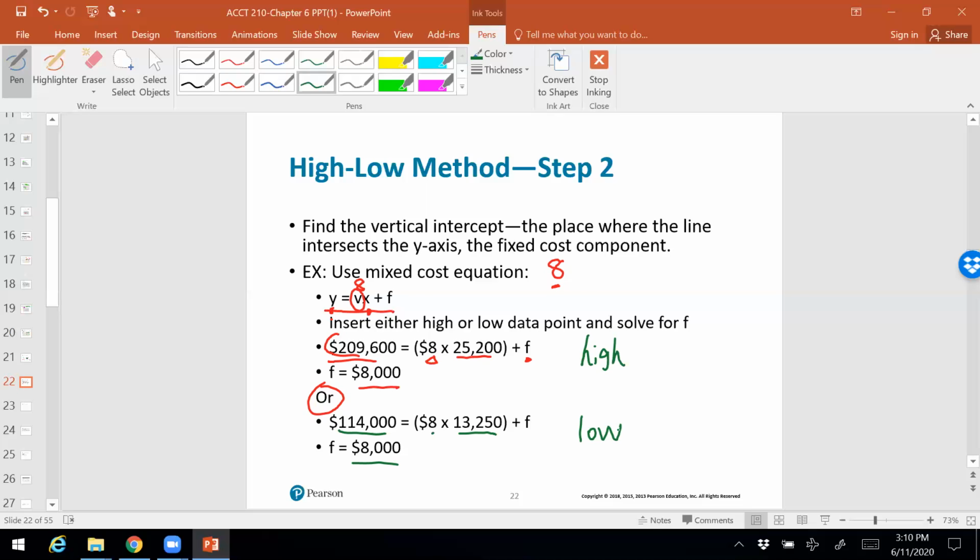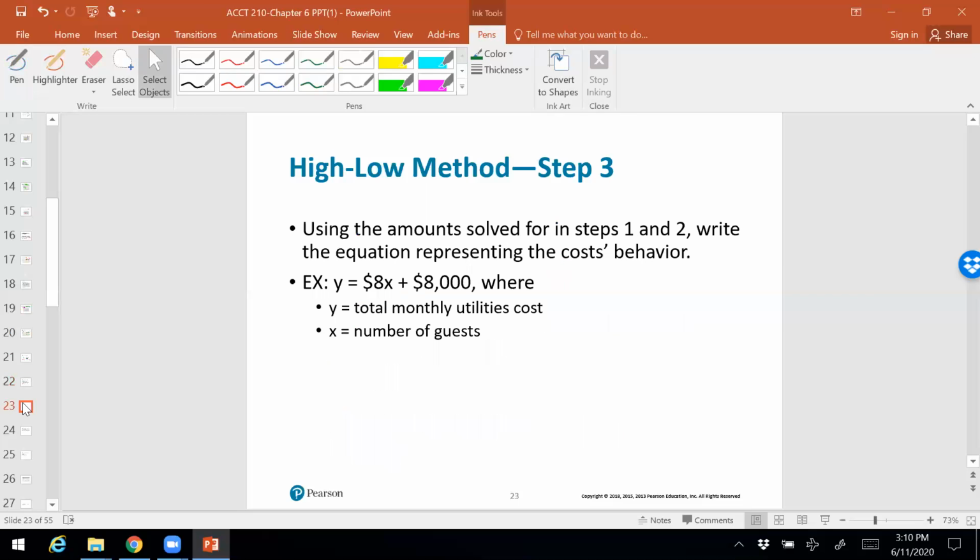So now we have our slope is 8. We have our fixed cost is 8,000. We can write down our equation. So what our equation will be, we said y equals vx plus f, right? Y equals our v, the slope is 8, times x plus our fixed cost is 8,000. So how do we interpret this?